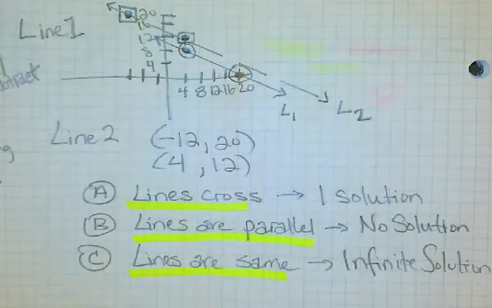All right, guys. So, which case do we have here? What do you think, Miss Vanessa, on this one? Do we have lines that are crossing? Do we have one solution? Do we have parallel lines, like railroad tracks? Or do we have the same lines on top of one another, with infinite solutions? What are you seeing here on your graph? Are you seeing one solution, no solution, or infinite solutions?